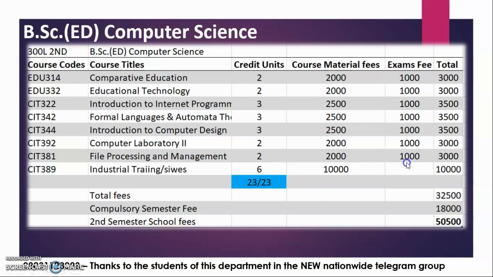6 credit units, the same 10,000, and no, you don't register it for exams, and you're expected to pass 23 units. And here you've registered 23, which means there is no chance of failure. You must pass all of these. They are all compulsory for you in this case. You must pass all of them from this semester. 50,500 is your fee.